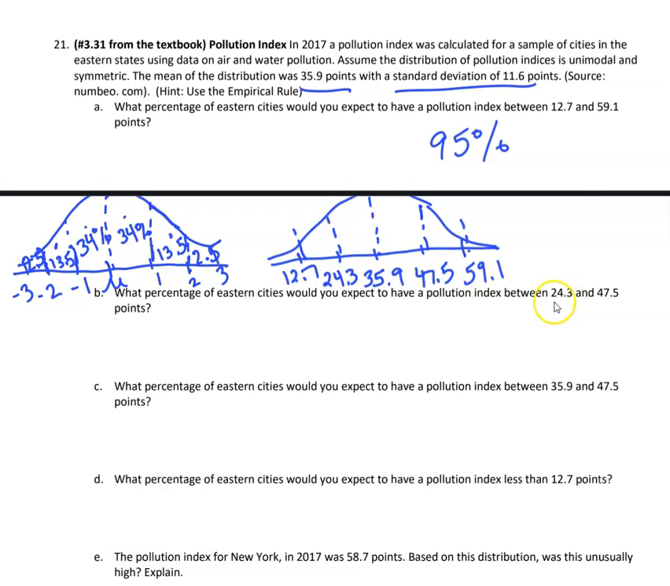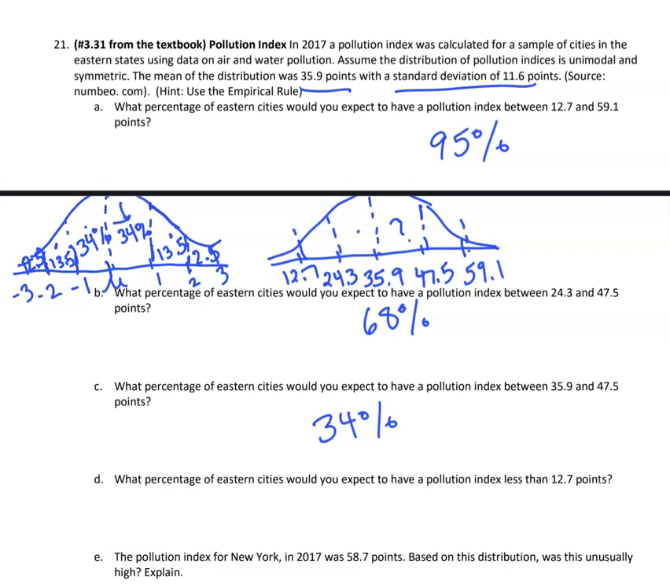They want you to go from 24.3 to 47.5. So that would be this subsection and this subsection. It happens to be 1 standard deviation below to 1 standard deviation above. So that would be 68%. You could also have just added 34 and 34. Part C says 35.9 to 47.5. So that would be this little subsection right here. We'll go back to your master graph here, and you can see that that would be 34% of the cities in your sample.